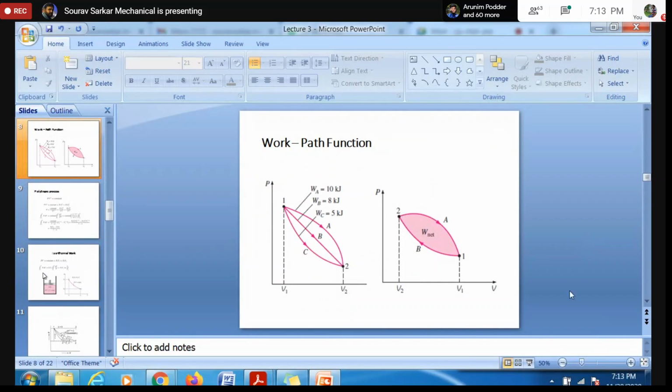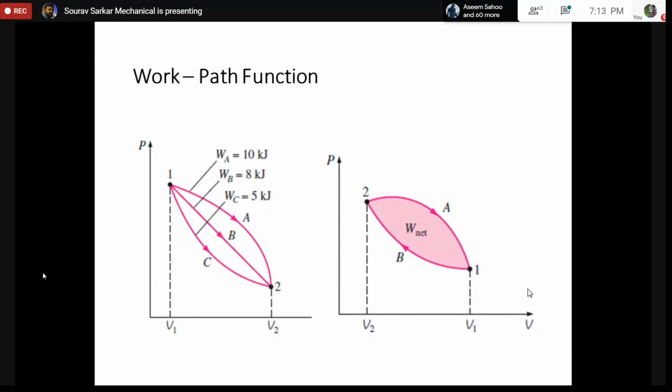for a cyclic process, whenever you are moving from point 1 to 2 through the path B, there will be some heat and work transfer. The area under the diagram is basically your work transfer, and during this process there will also be some heat transfer. And whenever you are coming from point 2 to A, there will be some heat transfer and some work transfer, whatever may be the sign.